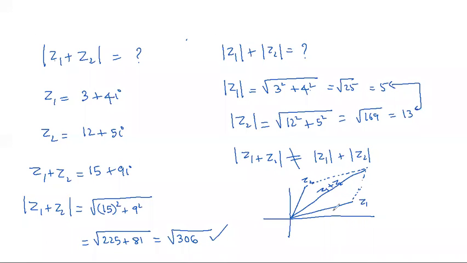Geometrically, how to calculate Z1 plus Z2? I marked Z1, I marked Z2. After that, I joined the origin. Then I draw a line parallel to Z1 and another line parallel to Z2. They intersect at one point. That is Z1 plus Z2.